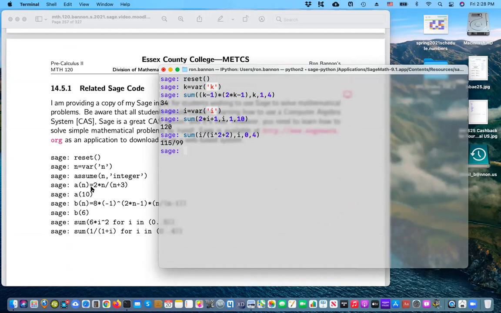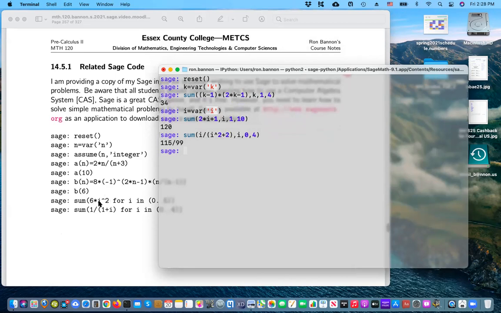N is a variable. Oh, here's something new. Maybe we haven't seen this one before. Assume N is an integer. All right, assume it's an integer. And then I write a function down, A of N, and then I write down what A10 is, and Bn, B6. I do sums over here as well, and you can look through that code.